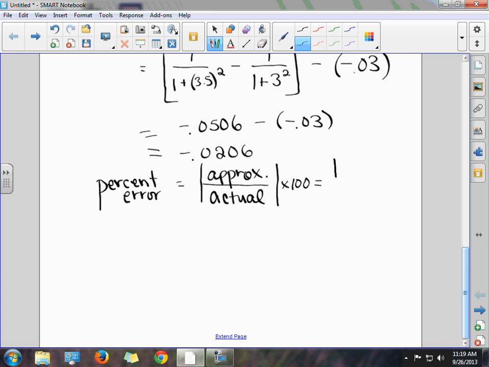So my approximated value, having a hard time today.